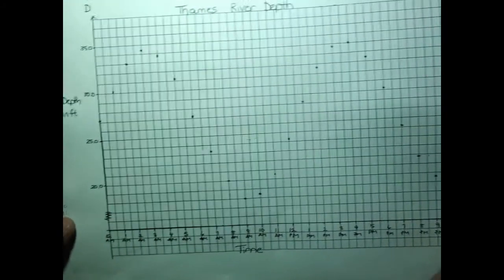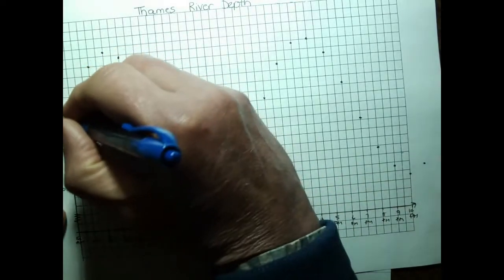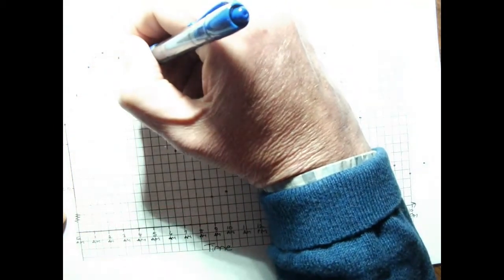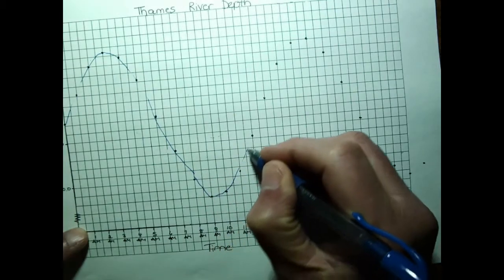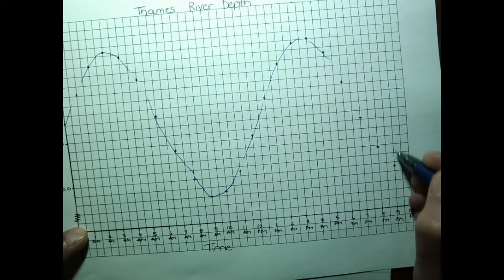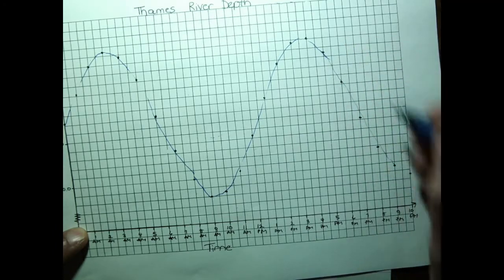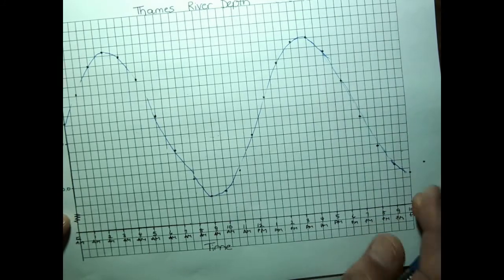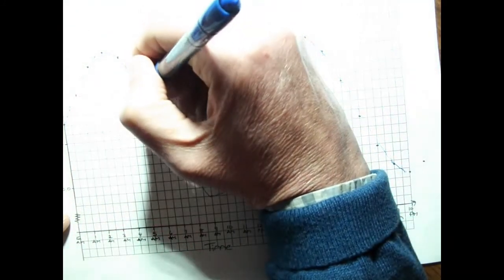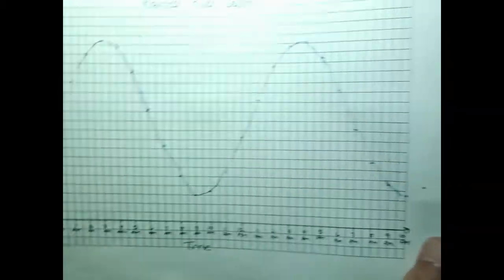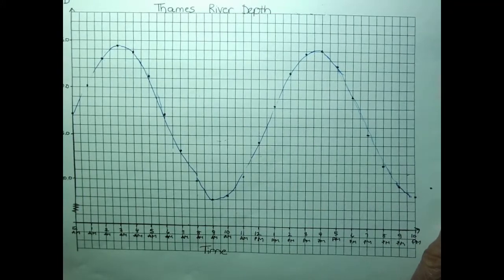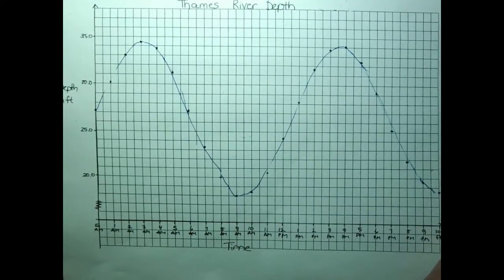And what's interesting to note is that if I connect up the points that I plotted, these look like a sine wave. Sine wave or a cosine wave. Because the rising and falling of tides is what we call a periodic phenomenon that's often modeled by using a sine or a cosine function, because it's something that repeats itself over and over again through time.